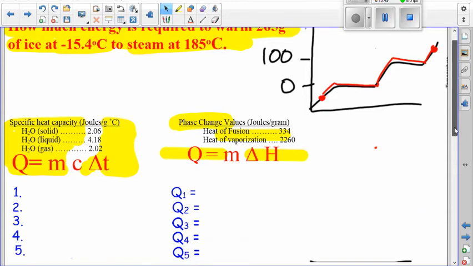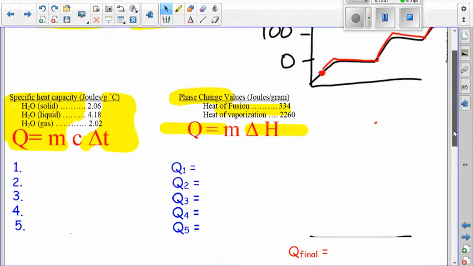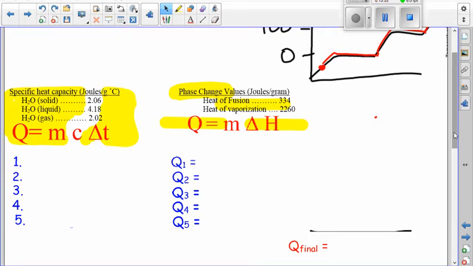So what I do the moment I count how many Q's I have, I write them all in a row. Q1, Q2, Q3, Q4, Q5 to be nice and organized. You don't have to write these numbers 1, 2, 3, 4, 5 over here. Don't worry about that. I would just write on your paper Q1, 2, 3, 4, and 5 in order in the nice little column so you keep everything structured and nice and clean.